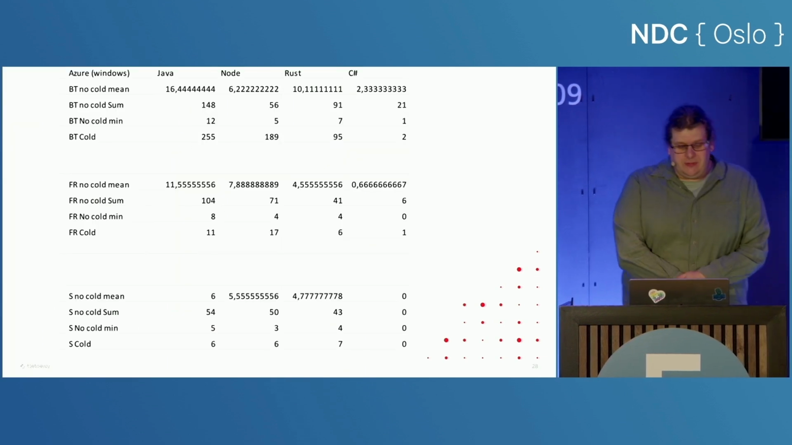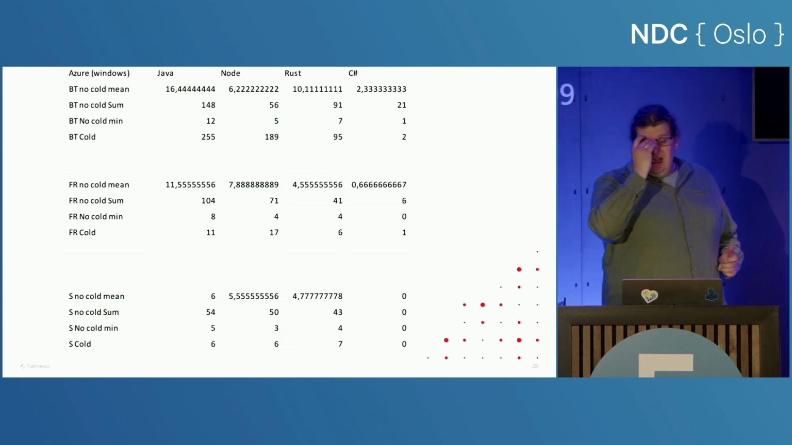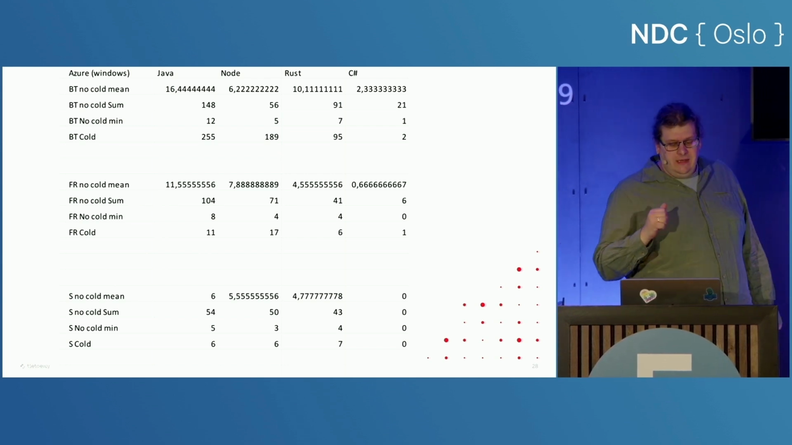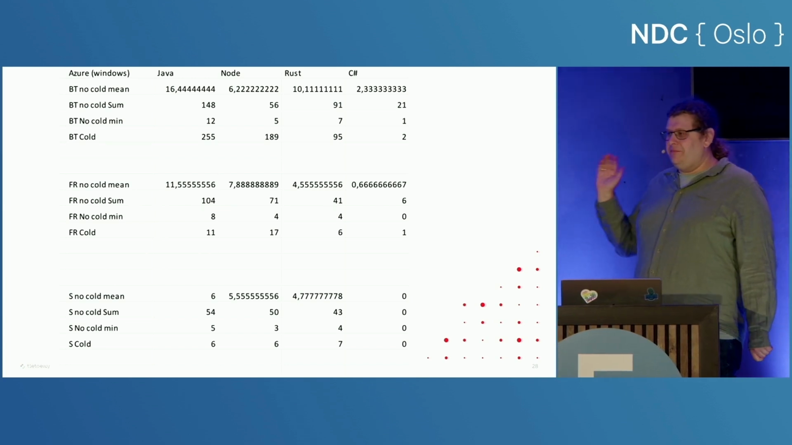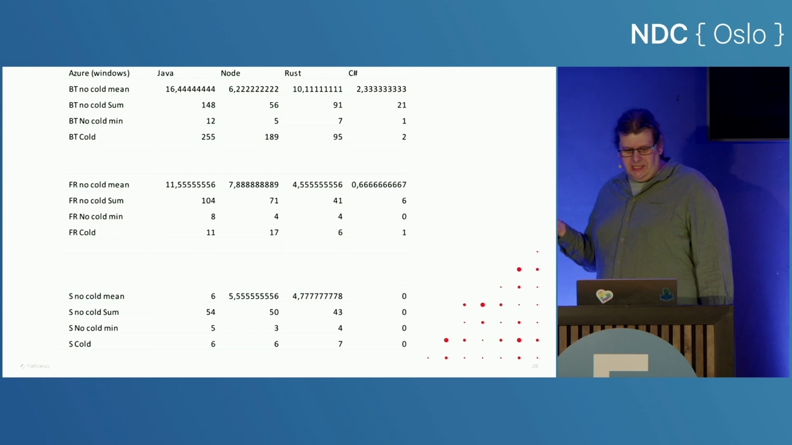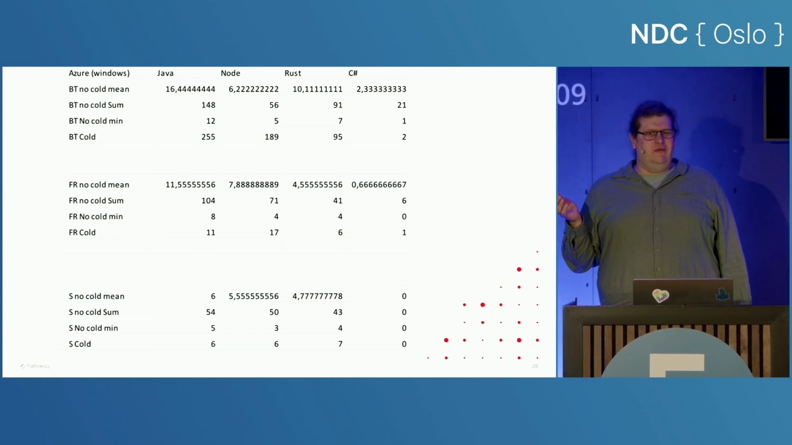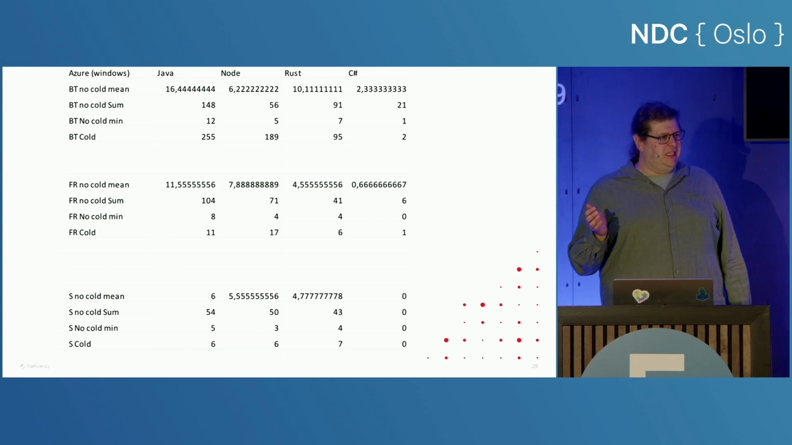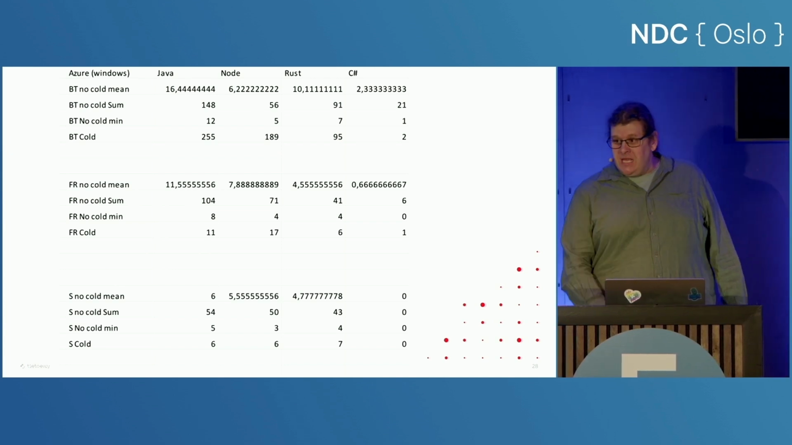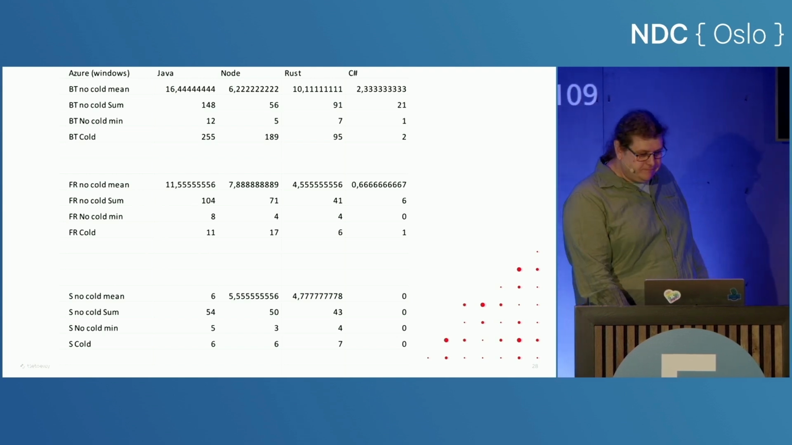Drilling down a bit, for those interested, Rust performed on par-ish with Node, I would say. C# was by far the fastest way to execute these functions from this ranking paper. And Java, for some reason, was really, really slow on Azure Functions. I cannot fathom why Microsoft would do such a thing. This is a while ago. It might have been fixed.